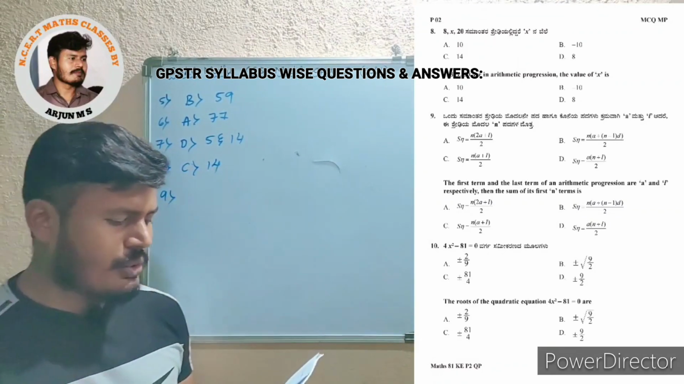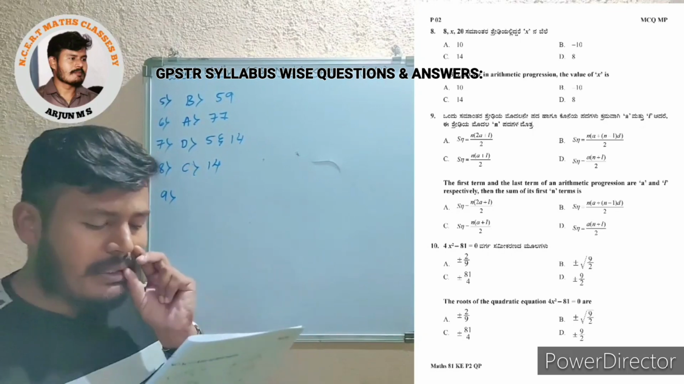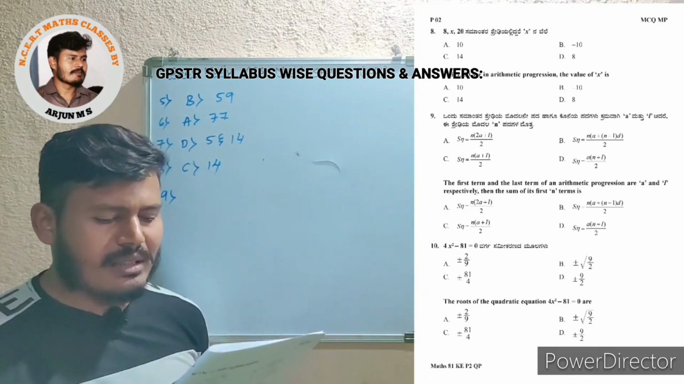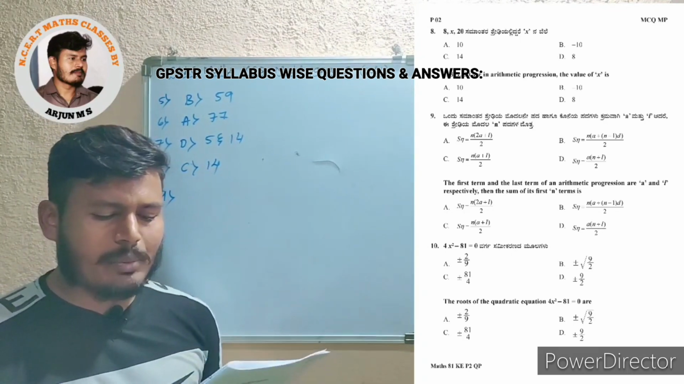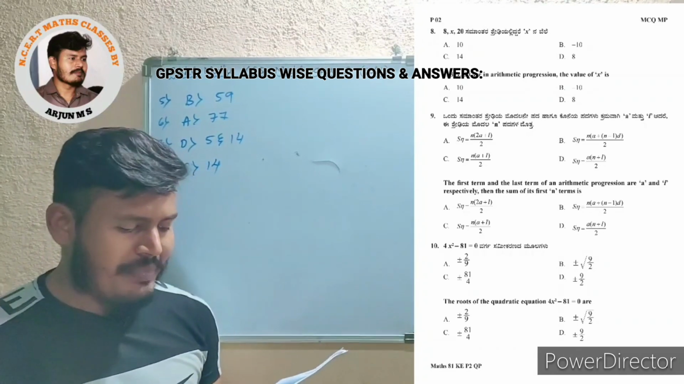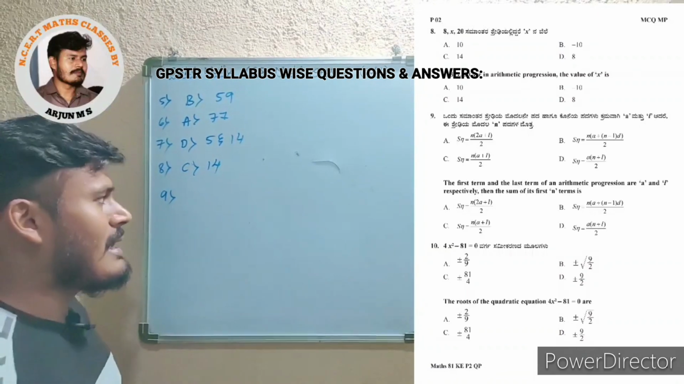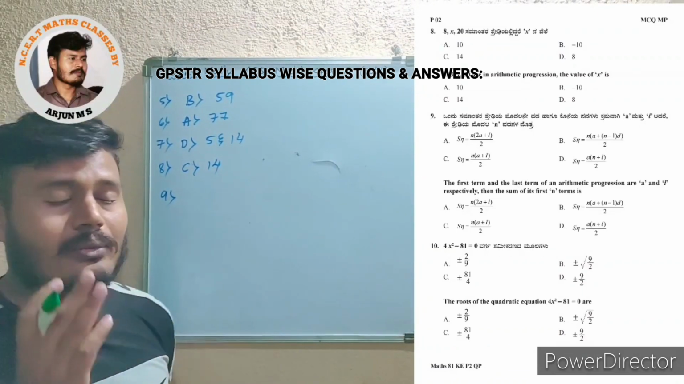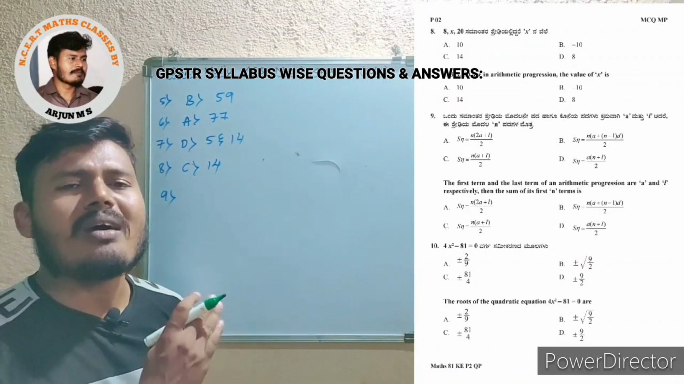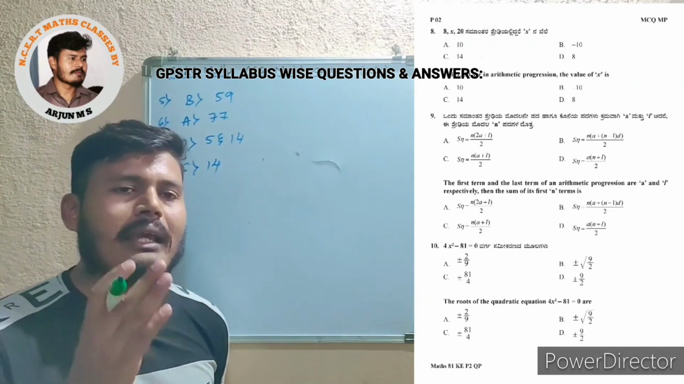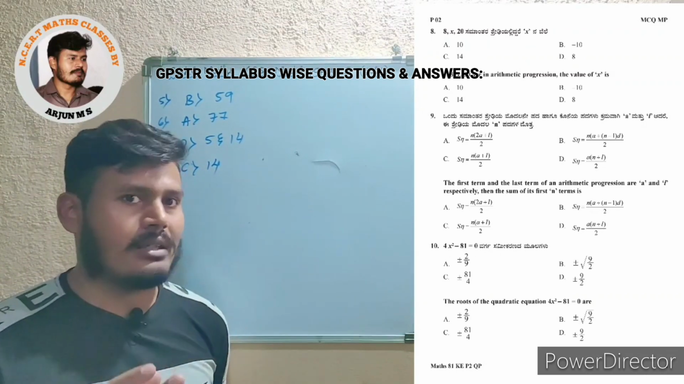Then we're moving on to the ninth question. This is a very simple question. The first term and the last term of an arithmetic progression are a and l respectively, then the sum of its first n terms is. They are asking you to write the formula to find the sum of the first n terms of an AP by considering the first term and last term, right?